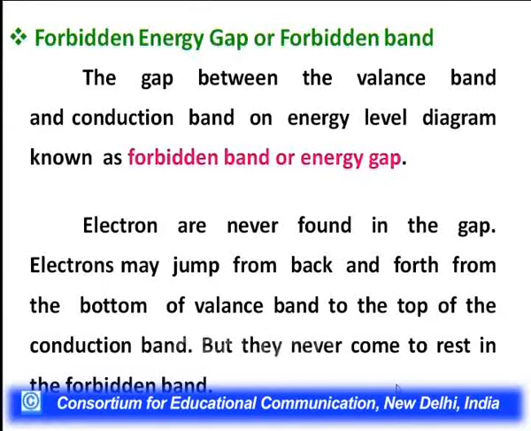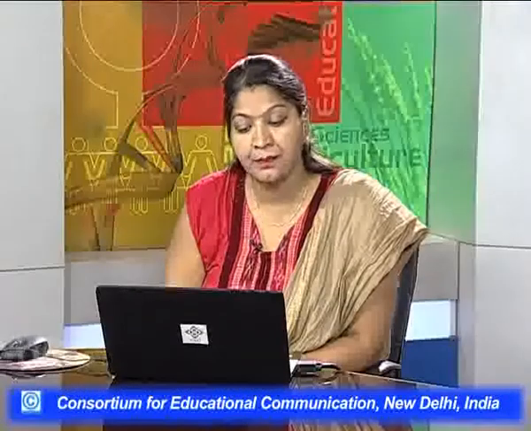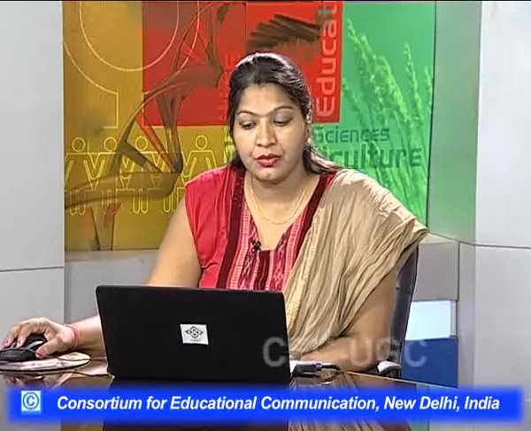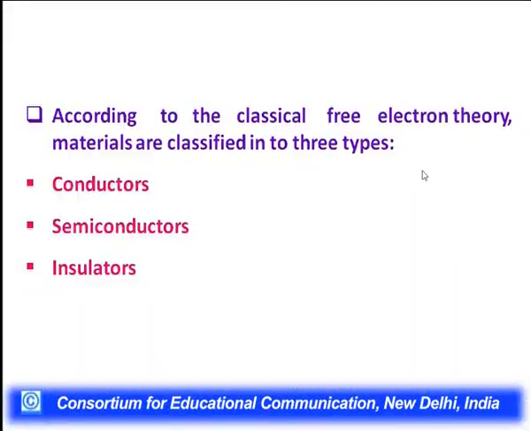Electrons may jump back and forth from the bottom of the valence band to the top of the conduction band, but they never come to rest in the forbidden band. It means electrons can go from a lower valence band orbit to an upper valence band orbit, or from an upper conduction band orbit to a lower conduction band orbit, but never will be in the forbidden band. According to the classical free electron theory, materials can be classified into three types.